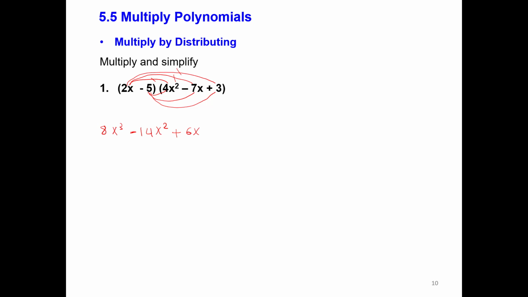Now let's multiply the second term. Negative 5 times 4x to the second will be negative 20x to the second. We're done with this one. Negative 5 times negative 7x will be positive 35x. Done with this one. Negative 5 times positive 3 will be negative 15.